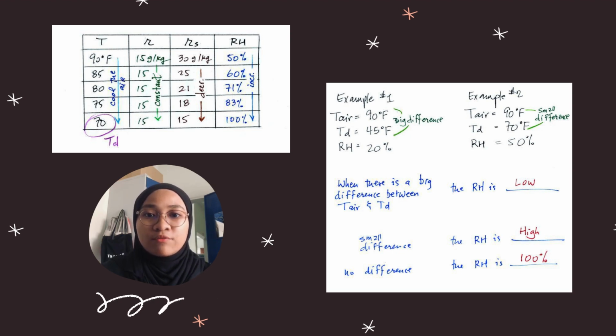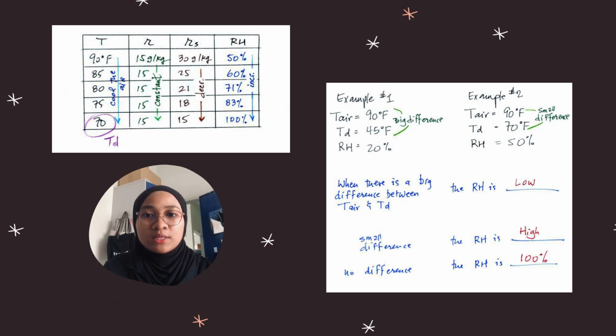We can use the results from the humidity problems, #1 and #2, to learn useful rules. In the first example, the difference between the air and the dew point temperature was a large 55 F and the RH was low, 20%. In the second problem, the difference between the air and the dew point temperature was smaller, which is 20 F, and the RH was higher, 50%. The easiest way to remember these rules is to remember the case where there is no difference between the air and the dew point temperature. The RH will be 100%.